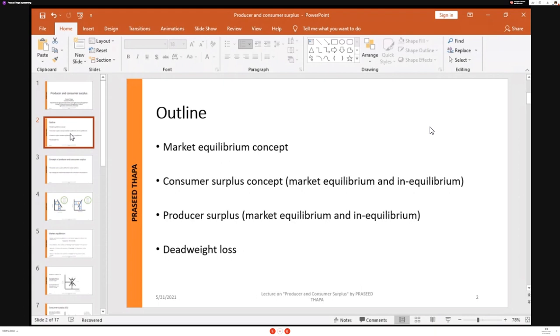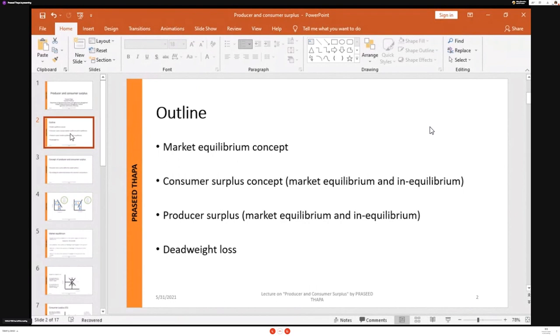The third topic that we will be covering is the producer surplus, and we will again see from the perspective of market equilibrium what producer surplus is when the market is in equilibrium, and what producer surplus is when the market is not in equilibrium. And the fourth topic, we will also do numerical exercises for the consumer surplus and the producer surplus here, and we will try to figure out what deadweight loss is. This is also a completely new term for you. We will try to crack down the meaning of deadweight loss here. So these are the outlines that we are going to study.